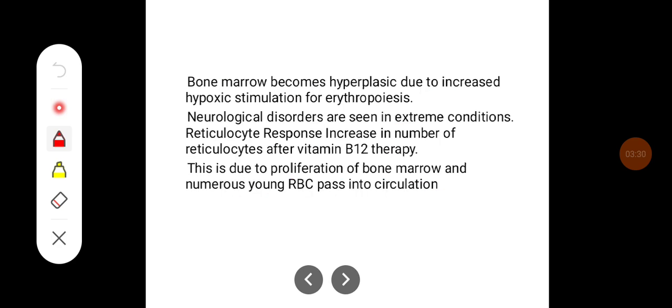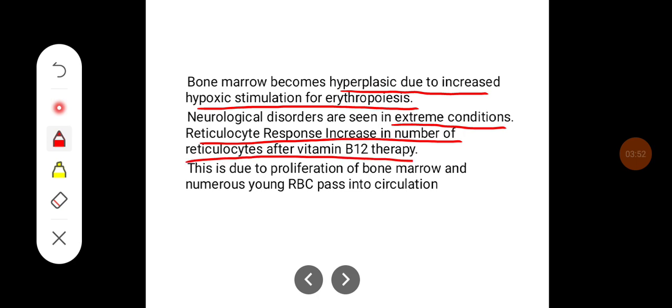The bone marrow becomes hyperplastic due to the increased hypoxic stimulation for erythropoiesis. Neurological disorders are seen in extreme conditions, in the form of subacute combined degeneration of the spinal cord. There is a reticulocyte response, an increase in the number of reticulocytes after vitamin B12 therapy. This is due to the proliferation of the bone marrow, and numerous young RBCs pass into the circulation.